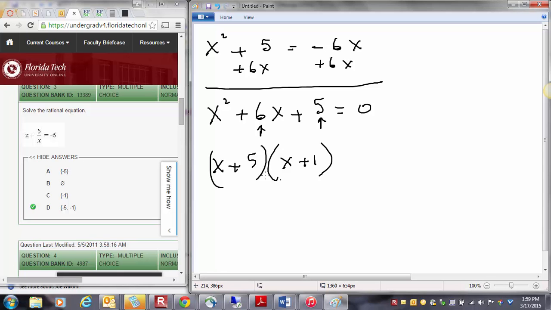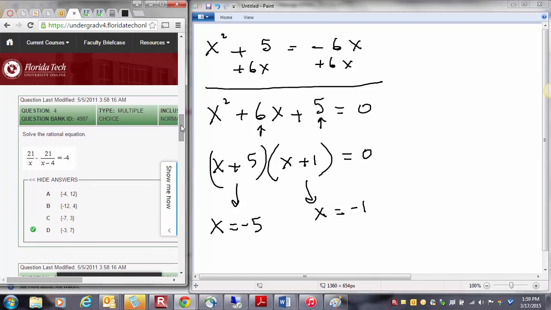The outer is x, the inner is 5x. 5x plus x will give me 6x. If these are equal to 0, then one factor at a time would be 0. If x plus 5 equals 0, x would be negative 5. If x plus 1 equals 0, x would be negative 1. So does the negative 1 or the negative 5 affect my denominator? No. The only value for x would be 0 for this to be undefined. So negative 1 and negative 5 are the solution.